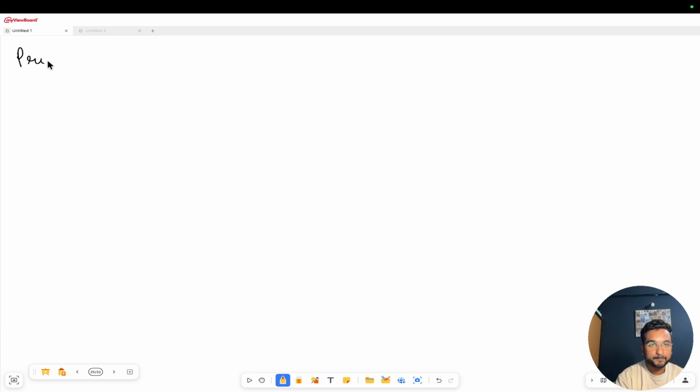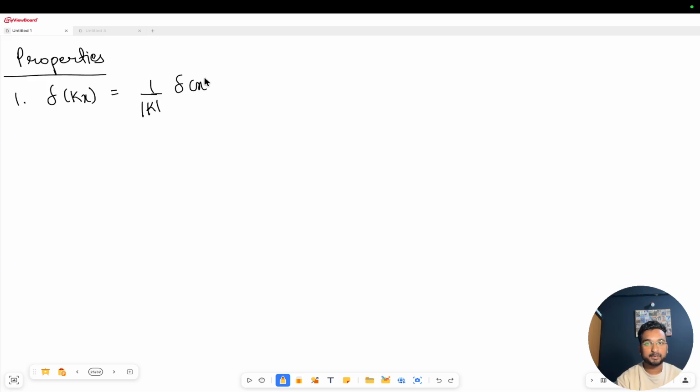So the properties of the Dirac delta function are as follows. The first property is the Dirac delta function of kx, where k is any arbitrary constant, so it will be mod of k into delta x. For example, if I have the Dirac delta function of minus x, what will that be? It will be mod of minus 1 into the Dirac delta function of x, so it will again be delta of x.